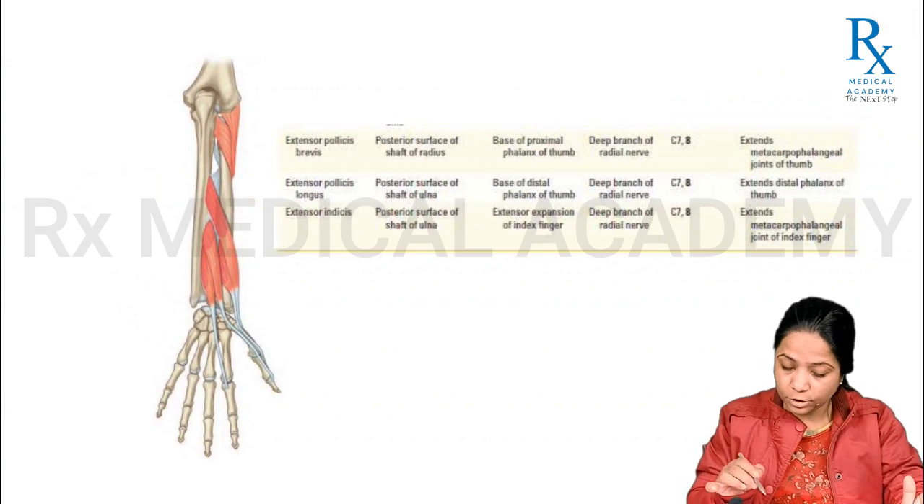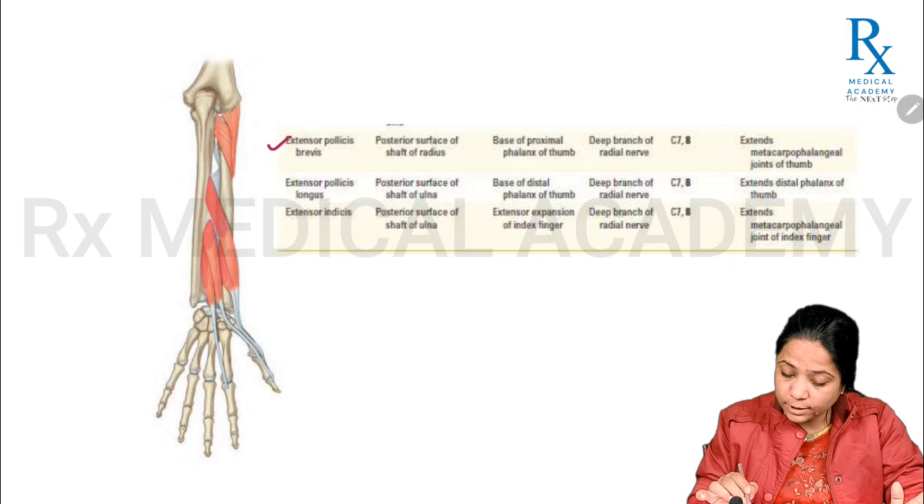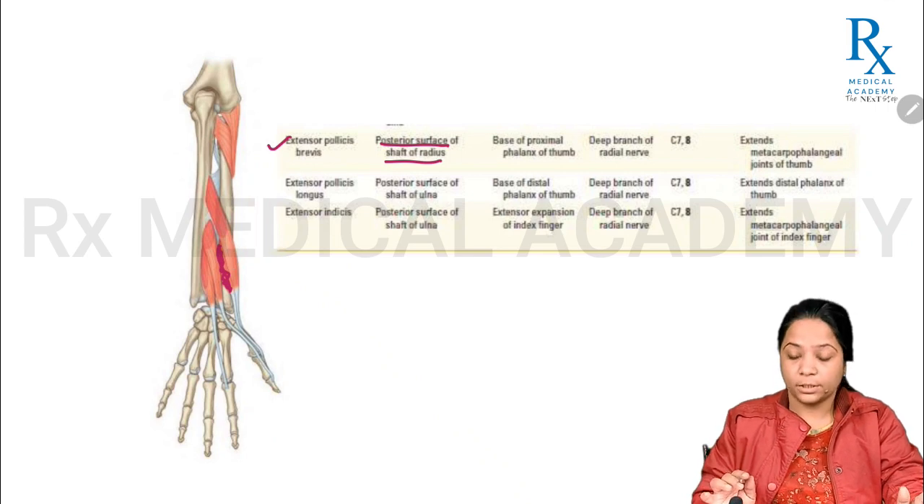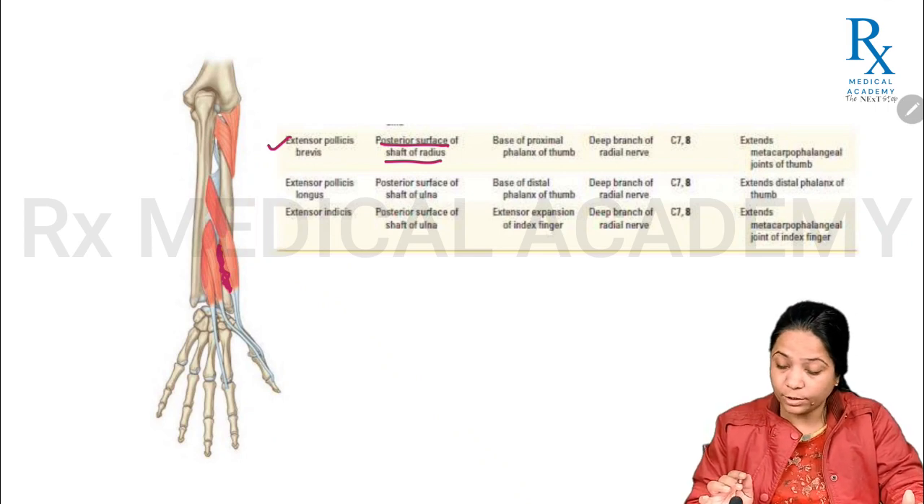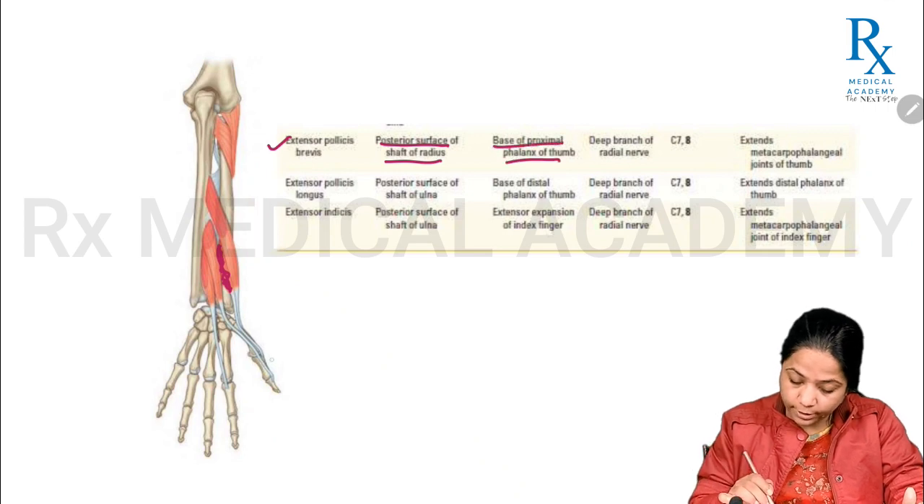Next muscle is extensor pollicis brevis, means it is smaller in size. So it is arising from the posterior surface of the radius. You can see here, this is the muscle which is smaller in size, and this is known as extensor pollicis brevis. And it is going to insert onto the base of proximal phalanx of the thumb.